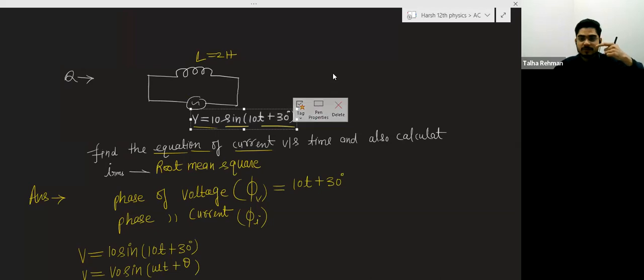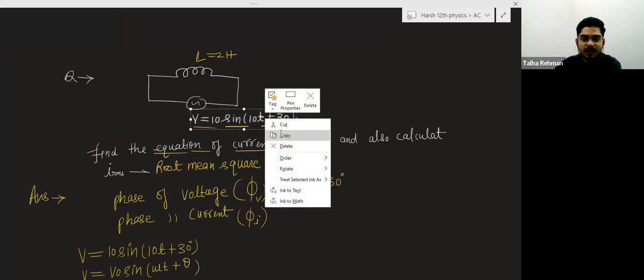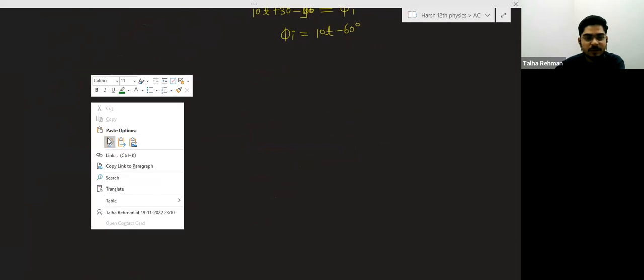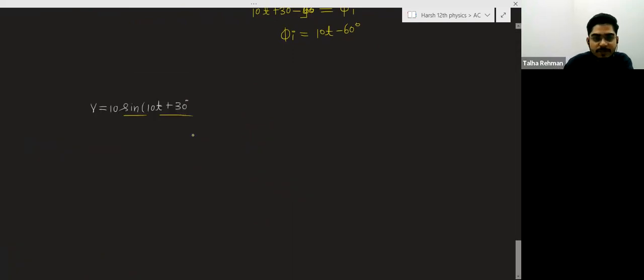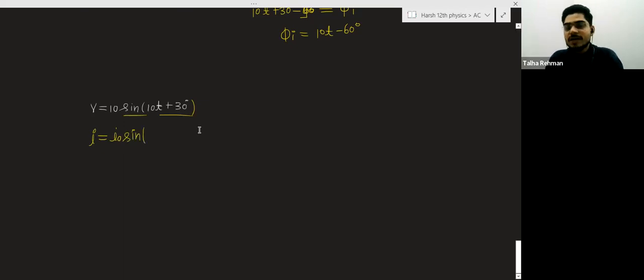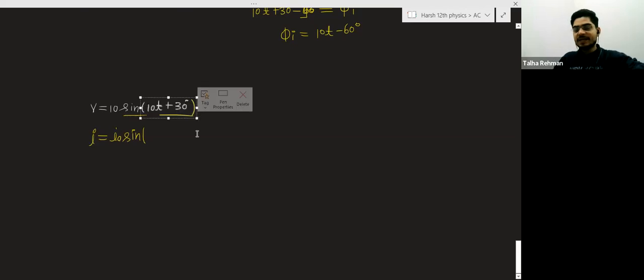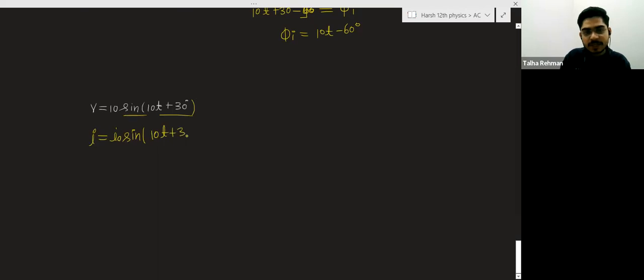The phase difference should be 90, so just subtract it from there. Actually, see here. This is the equation of the voltage we have. Equation of the current will be I is equal to I naught sine, phase of the voltage minus 90. What is the phase of the voltage? 10t plus 30, minus 90. It was minus 60. So I is equal to I naught, which is 0.5, sine 10t minus 60 degrees.